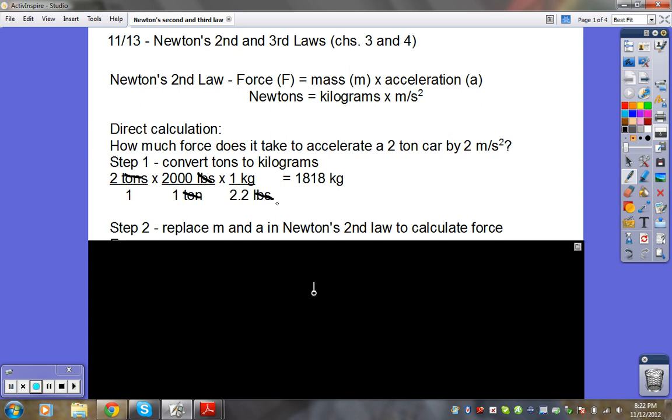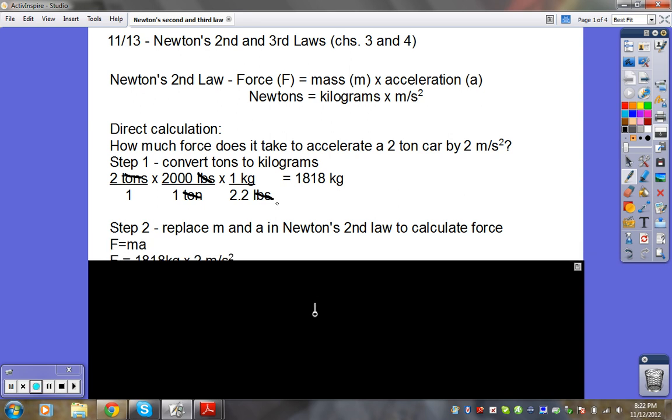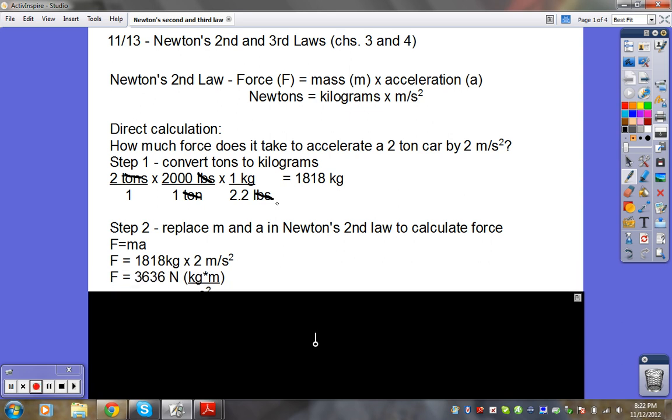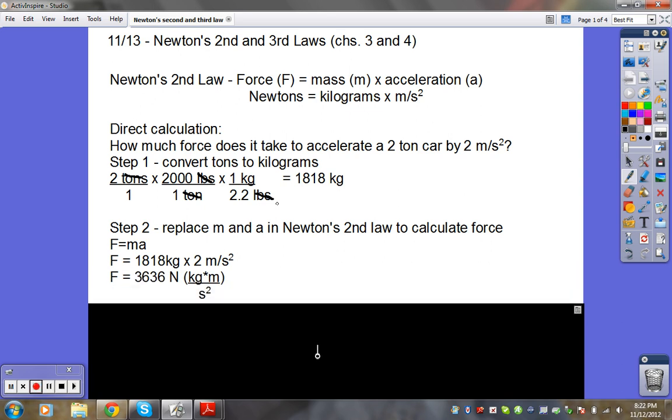And then all you need to do is substitute that into your M and your A in Newton's second law to calculate force. So force equals ma, which means force equals 1,818 kilograms times 2 meters per second squared, which means the force here is 3,636 newtons, which is a kilogram meter per second squared.